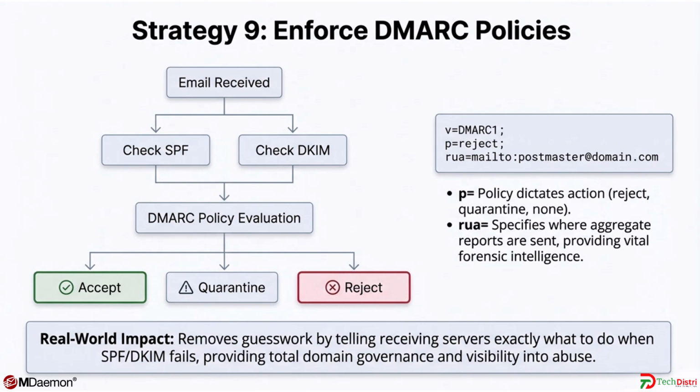DMARC adds a policy layer on top of SPF and DKIM. When an email arrives, receiving servers evaluate SPF and DKIM authentication results. Then they check the DMARC policy defined by the sending domain. DMARC allows administrators to specify what should happen when authentication fails. Possible actions include monitoring only, quarantining suspicious messages, or rejecting them entirely. DMARC records also allow reporting, which helps administrators monitor how their domain is being used across the internet. This visibility is extremely valuable for detecting spoofing attacks.